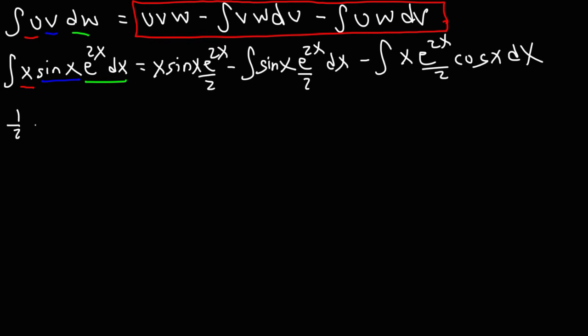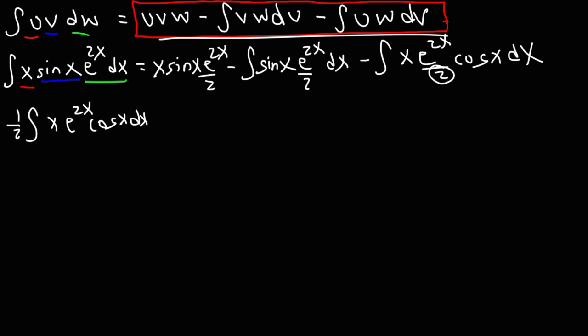So that is 1/2 the integral. I took the 2 and moved it to the front. So there's the 1/2 symbol. 1/2 the integral x e to the 2x cosine x dx. Now we need to use this formula again.